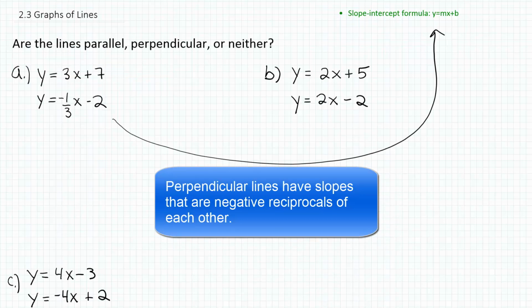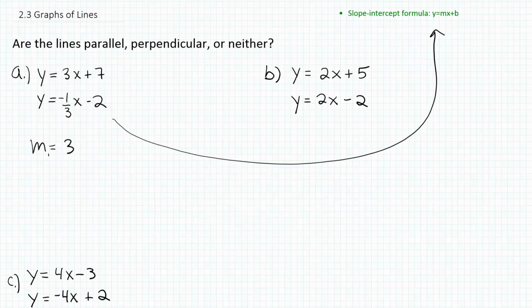So y equals 3x plus 7 has a slope that's equal to 3, right? That's the slope for the first line. But the slope for the second line is equal to negative 1/3. And that is the negative reciprocal of 3, because basically 3 is equal to 3 over 1, right? If you flip it over, reciprocating it, you get 1/3, and if you make it negative, you have the slope below. So that means the two lines are perpendicular. So for example A, we're going to say the slopes are perpendicular.